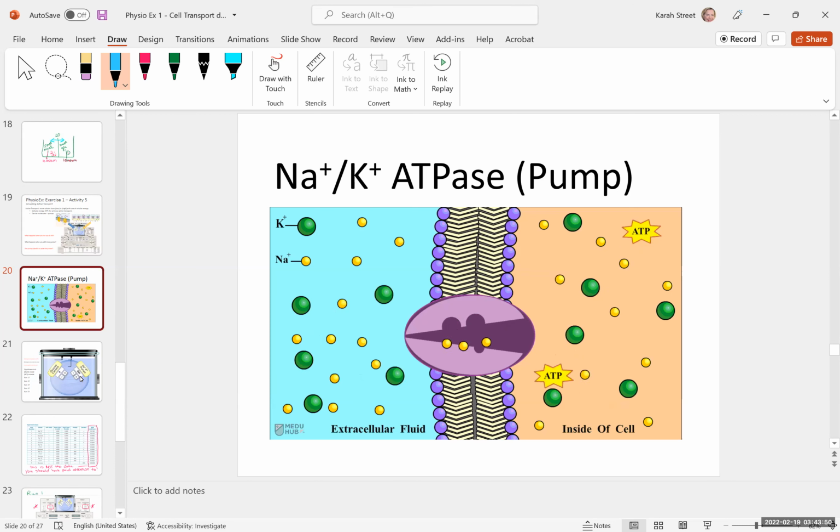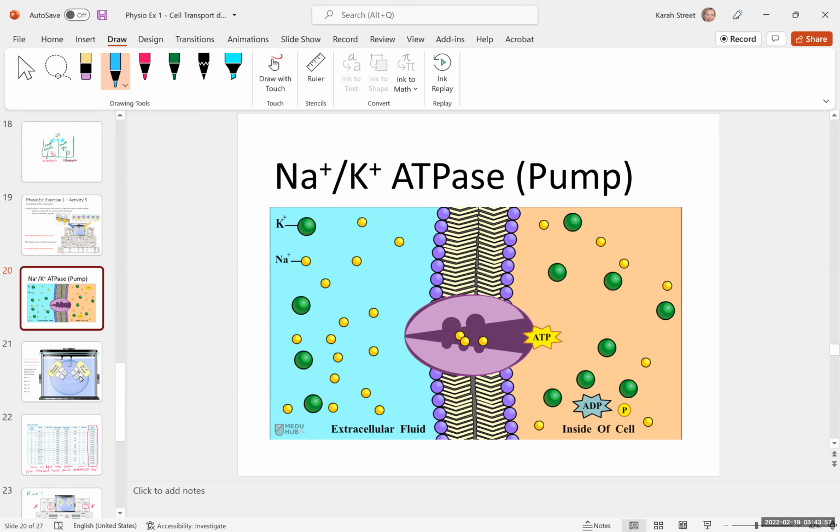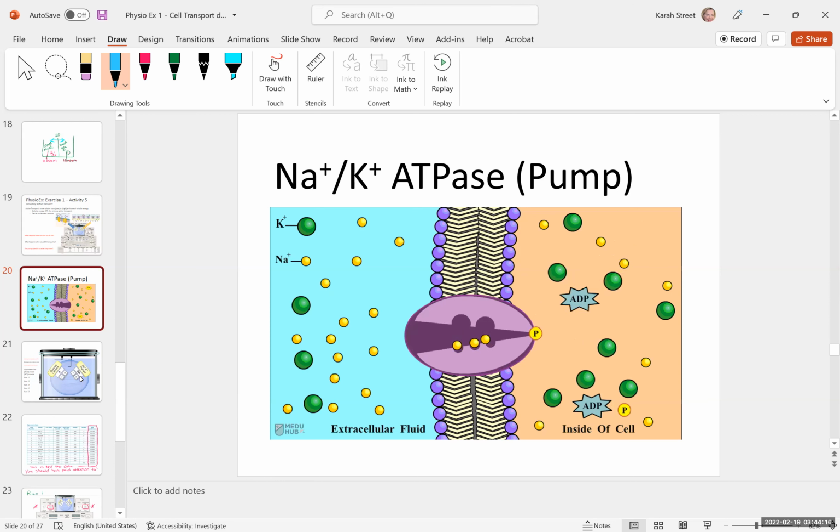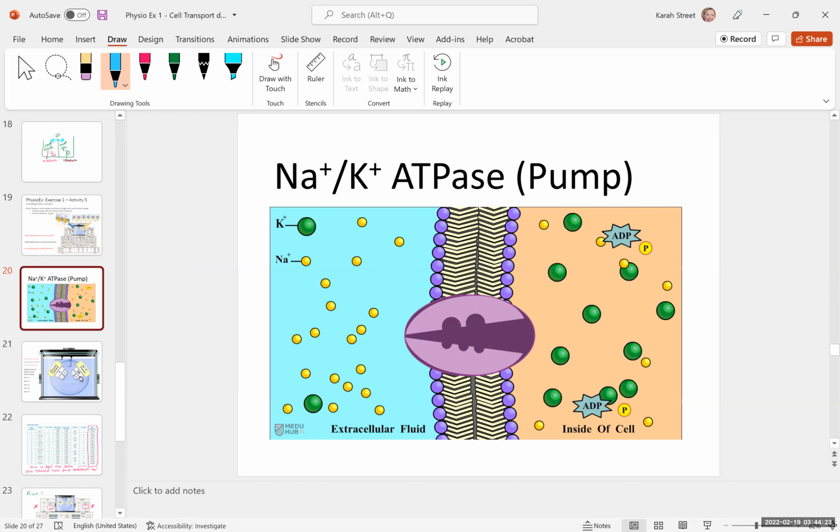So notice potassium is being moved into the cell where already there is high potassium inside the cell, shown here as the green circles. And sodium is moved from inside the cell to outside the cell, where sodium is already in high concentration. Also notice that it is unequal movement of these solutes. 3 sodium move out for every 2 potassium that move in.